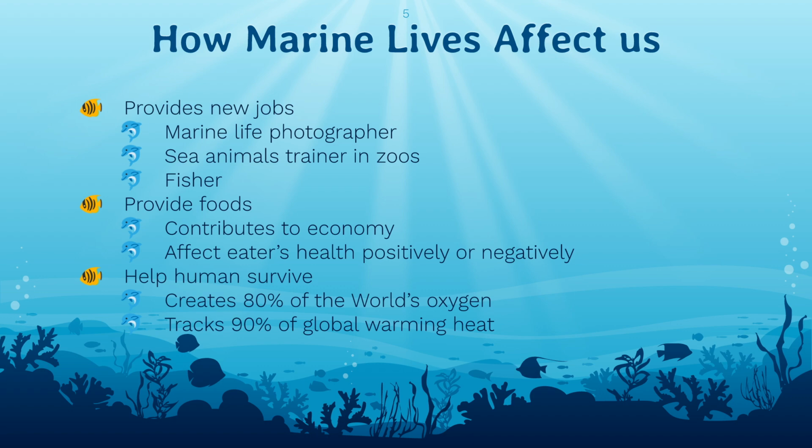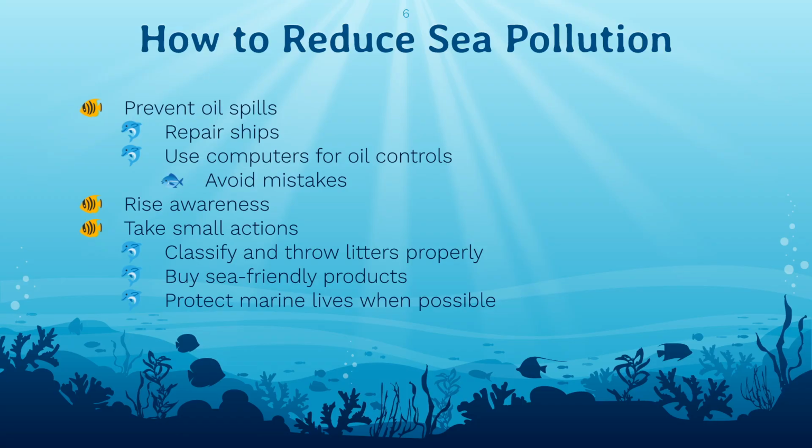Marine life provides us food, contributes to the economy a little bit. It affects the eater's health positively or negatively. So if a fish is full of plastic, it's going to affect us negatively. If a fish is full of vitamins and good meat, it's going to affect us positively. It can help humans survive. The ocean creates 80% of the world's oxygen and helps to trap 90% of global warming heat, along with the trees.